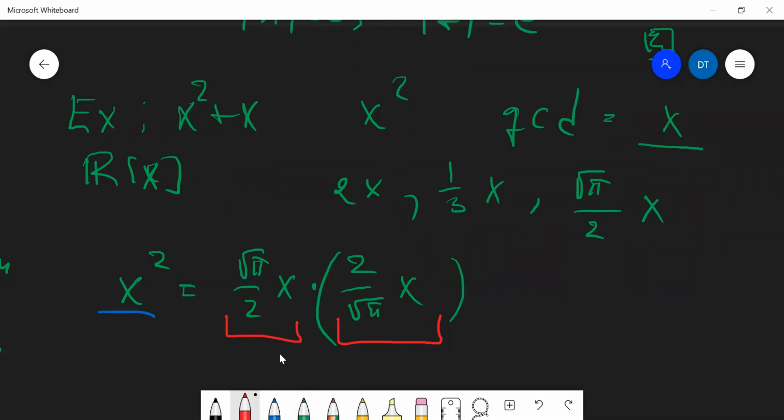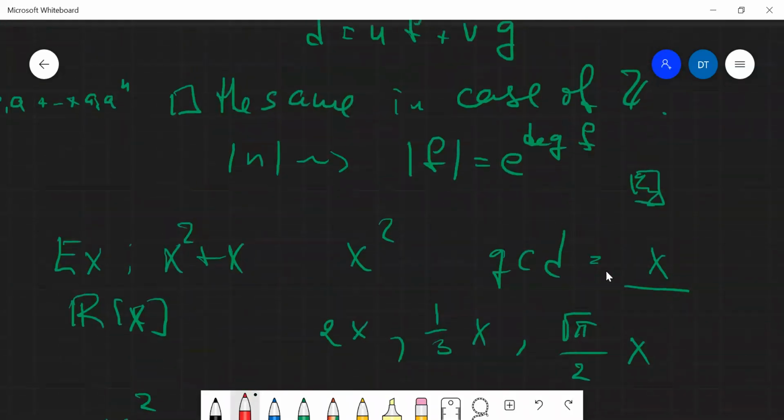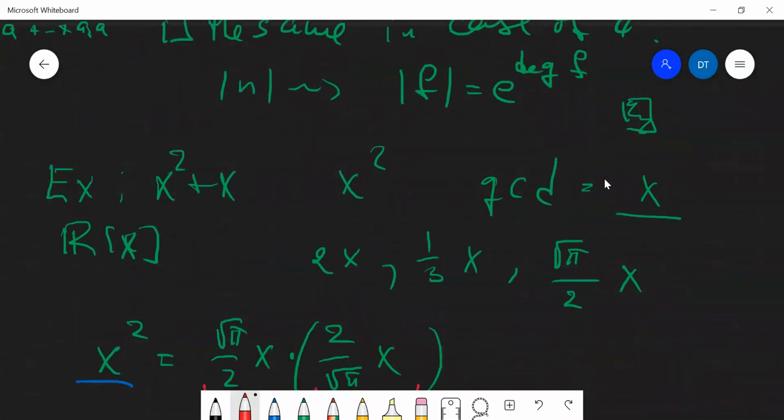So this is the reason why the greatest common divisor is not uniquely determined, because you can multiply by an invertible constant. Everything here is uniquely determined if the leading coefficient is 1. If we put this additional condition here, that the leading coefficient is 1, then the greatest common divisor is uniquely determined. But I hope now it's clear. Okay.